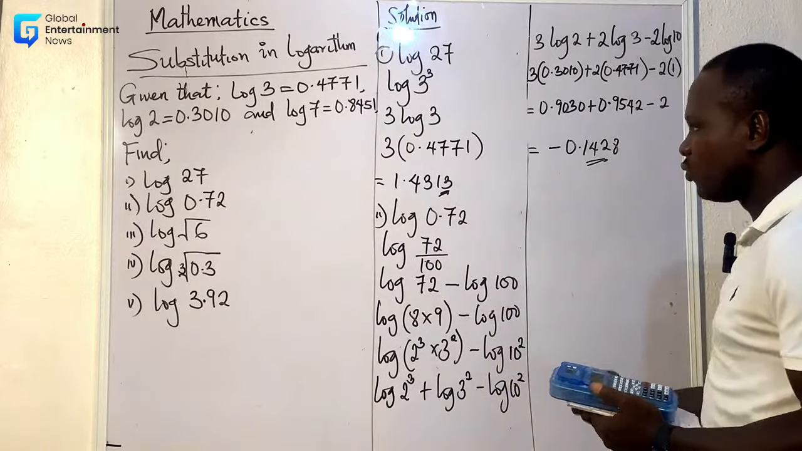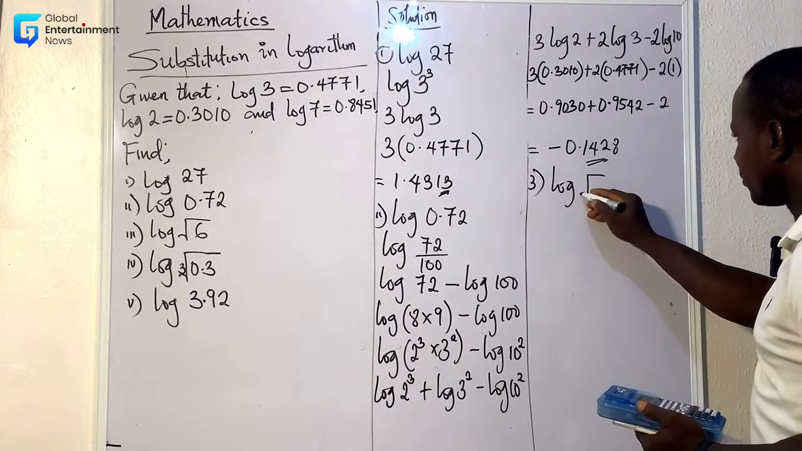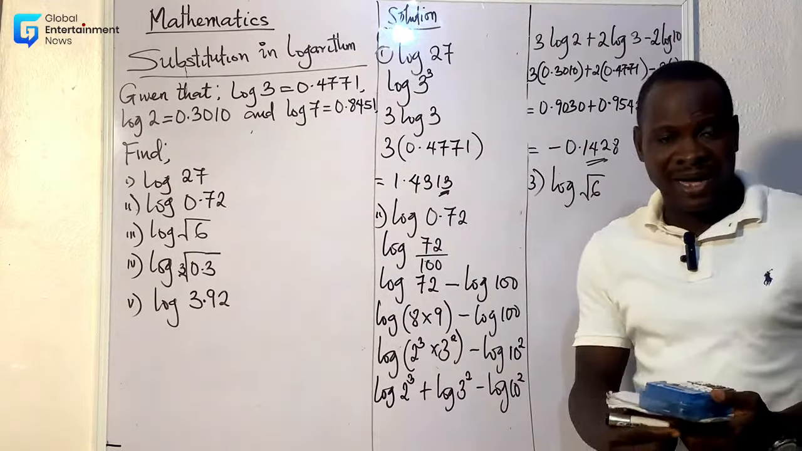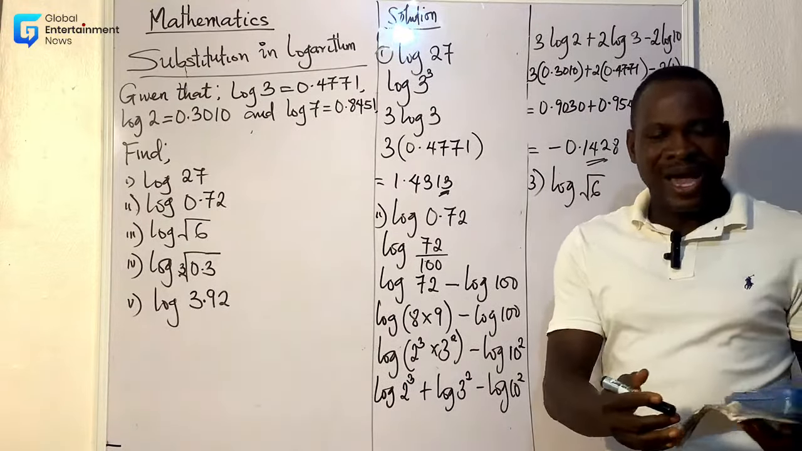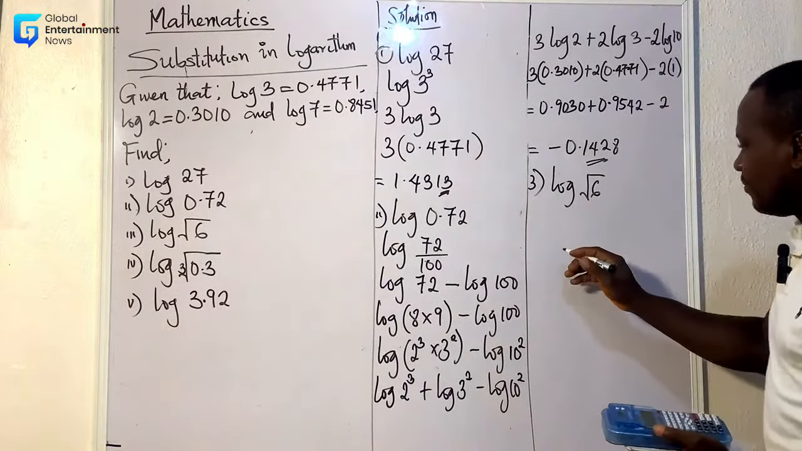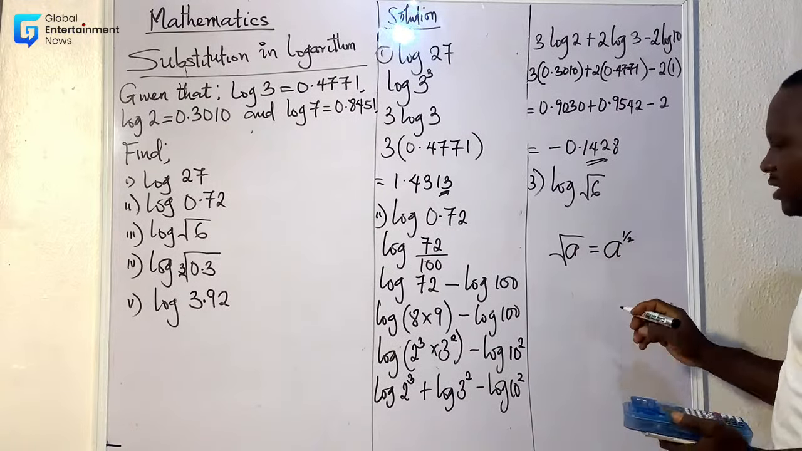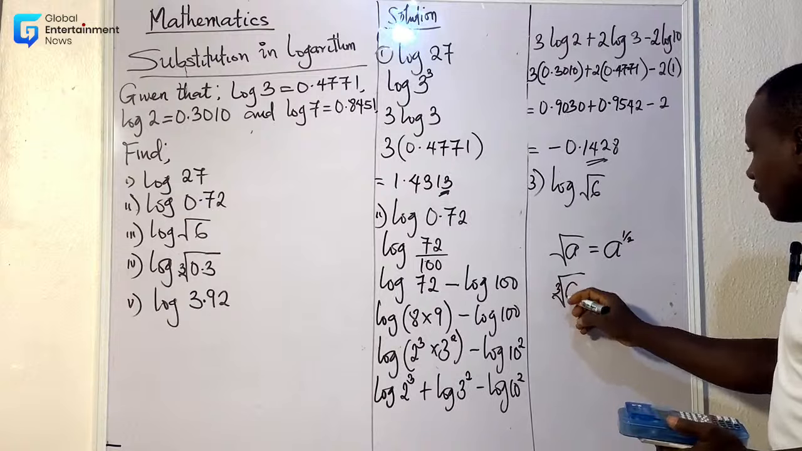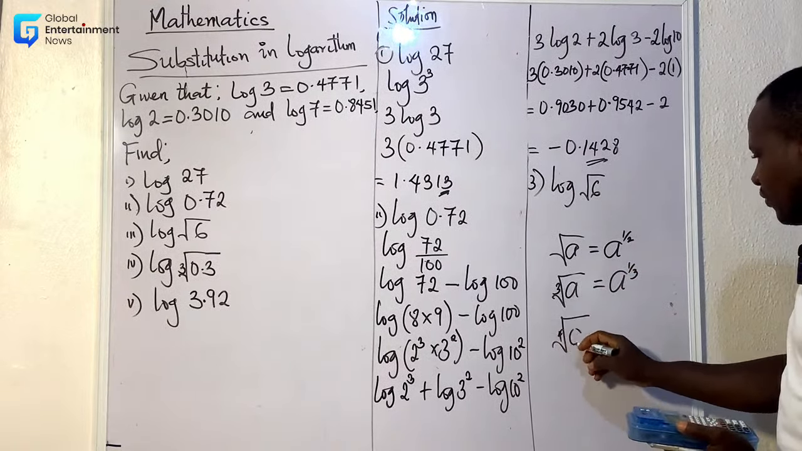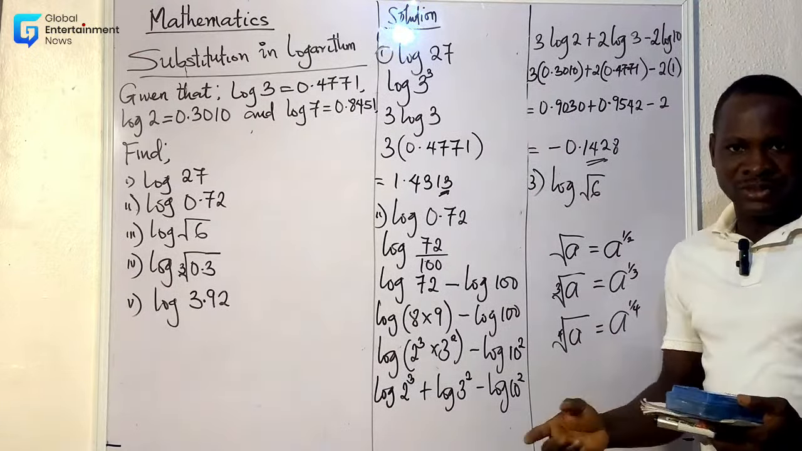Now let's move to the third one. The third one is log of the second root of 6, or square root of 6. What do we do? If you could remember, I told you that logarithm and indices work hand in hand. They work pari passu. Once you have something like this, the square root of a is the same thing as a raised to power 1 all over 2. The cube root of a is the same thing as a raised to power 1 all over 3. The quadrat root of a is the same thing as a raised to power 1 all over 4, and so on and so forth.